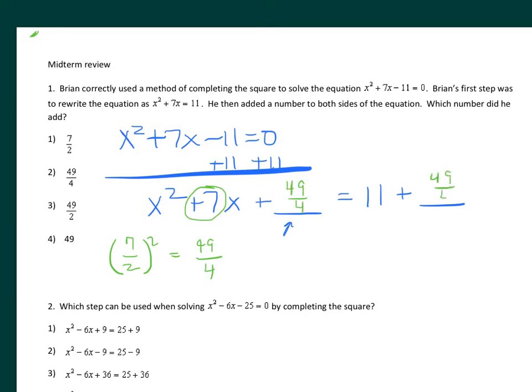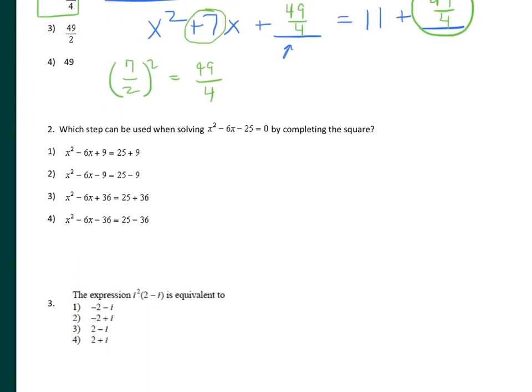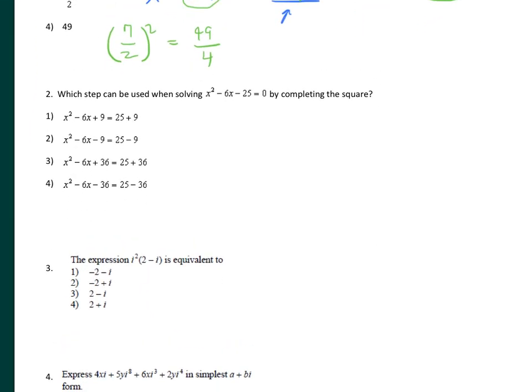In this question, all they're asking is which number did he add. In our case, it's just that 49 over 4. So that is choice number 2. All right, next question, number 2. Number 2 is asking a very similar question. They just want you to go through pretty much the same steps and know which one of these choices matches up with the correct step.